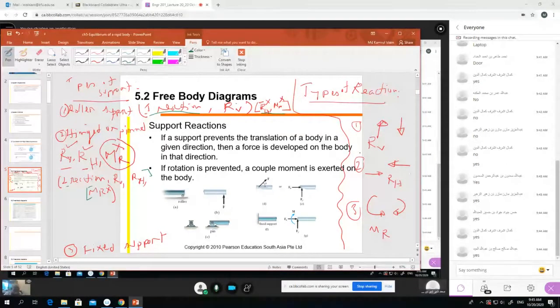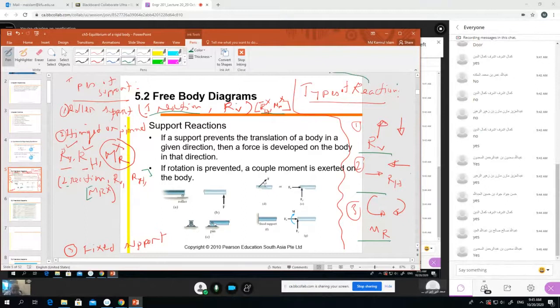So try to understand. There are three types of reaction, and each support gives some of them, and we need to learn what kind of reaction each support can give. Now, a roller gives only one, a hinge gives two. Now we have the remaining one, fixed. If you have to know a roller or pin, this is the example. It will give you vertical reaction and horizontal reaction.